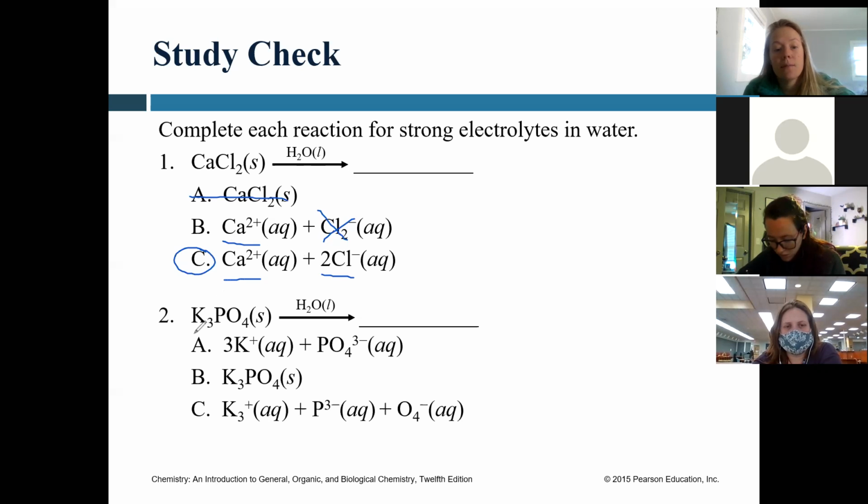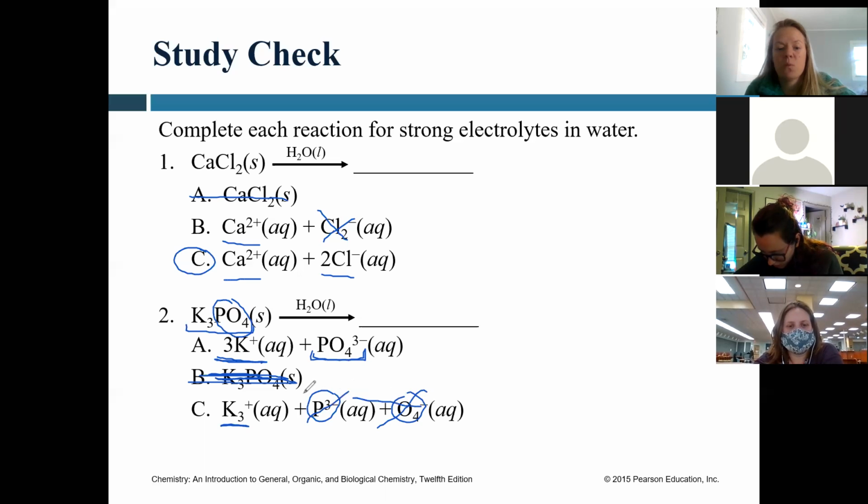Looking at this, if I'm going to break this thing apart, I have 3 potassiums. So I like this right here. I don't like that one. We do like that. I also like that. But this polyatomic is not going to break apart. When we break this apart into its ions, this is going to stay as a group. Why? Because the connection between the P and the O is very, very strong. Those aren't going to break apart from each other. So we don't like this. We're going to keep our polyatomics together.